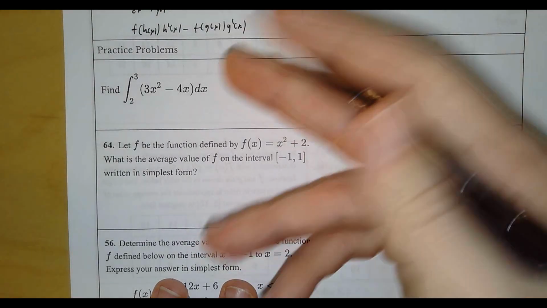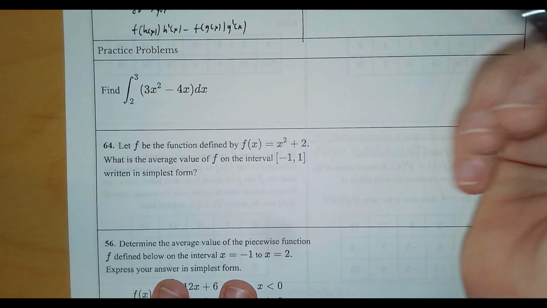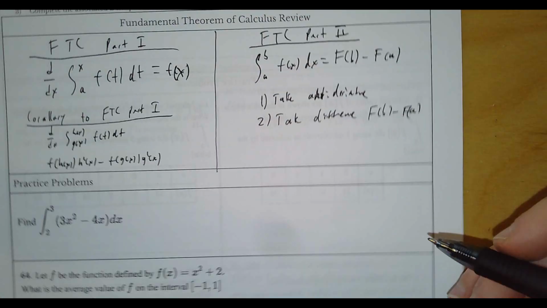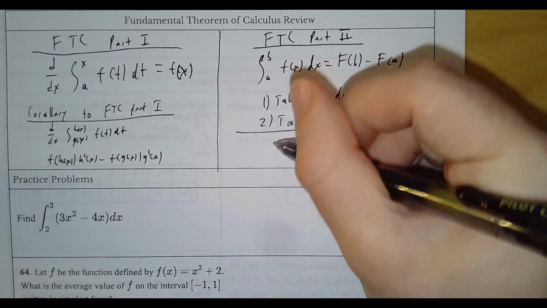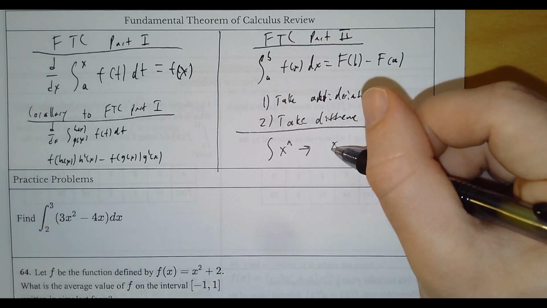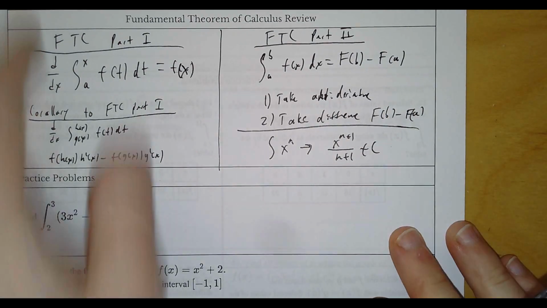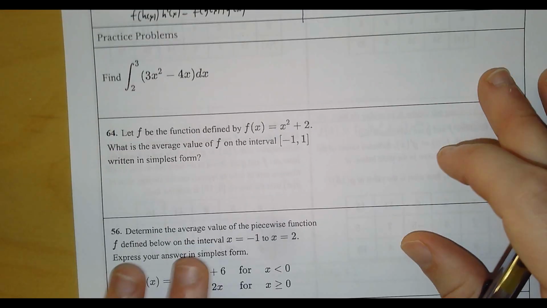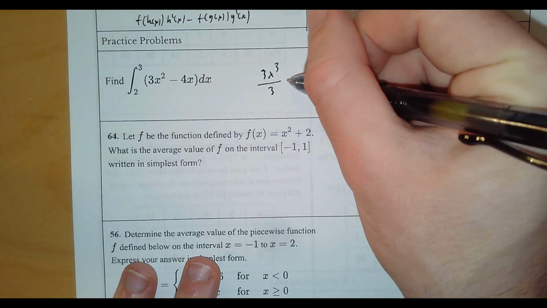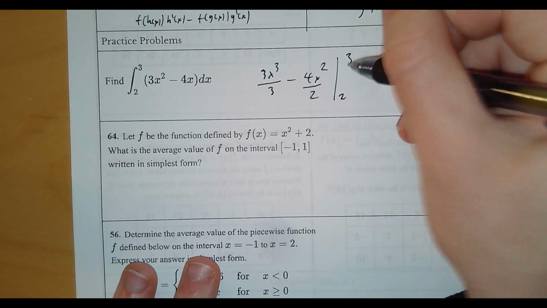For the first one here, this is review. We did this in Unit 3. So first step, get the antiderivative. This is using the basic integral: the integral of x to the n is x to the n plus 1 over n plus 1 plus c. That's the reverse power rule. So here it would be 3x to the third over 3 minus 4x squared over 2, from 2 to 3. That's the first step.